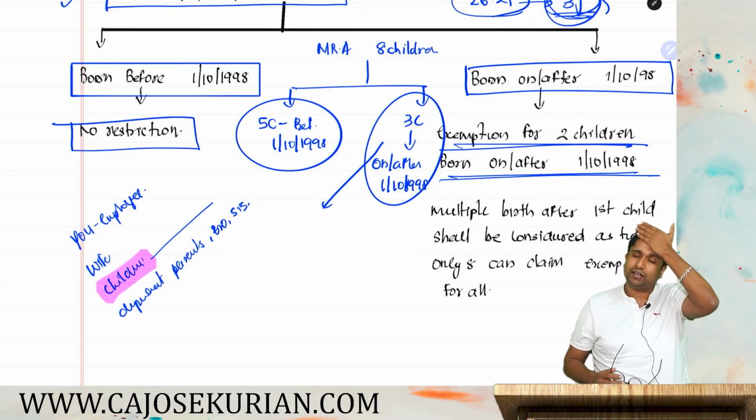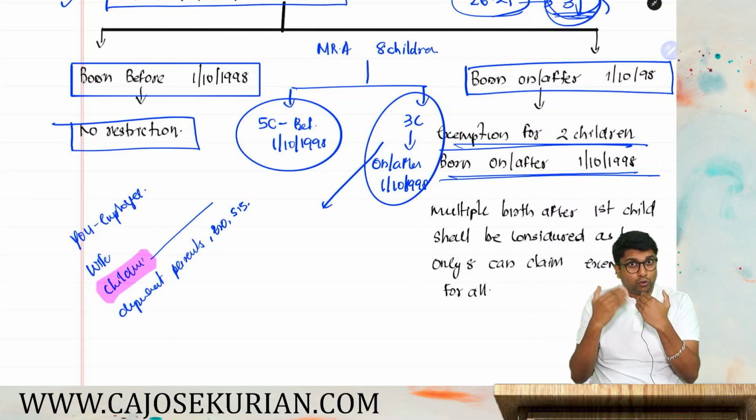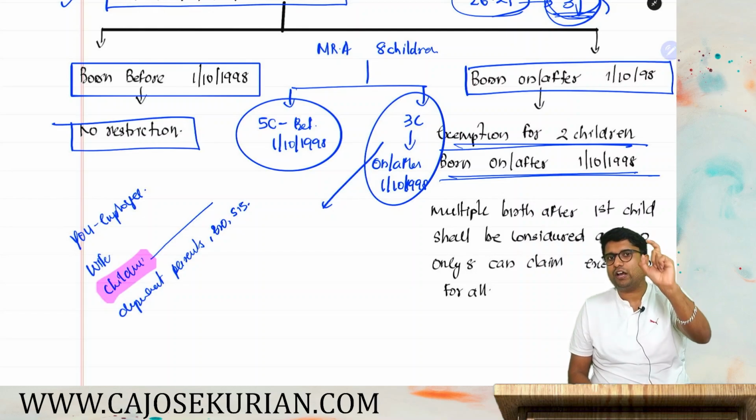So if you have children born on or after 1st October 1998, out of all of them you can claim exemption only for the traveling cost of 2 children.